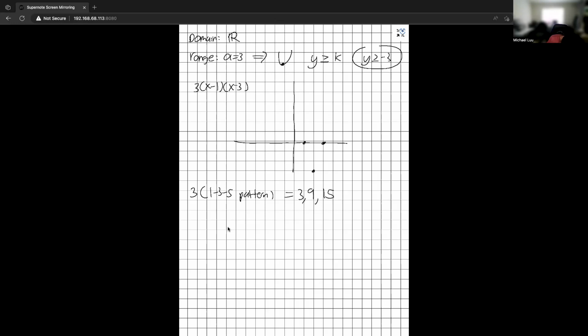3 times 3 is 9, and 3 times 5 is 15. So I move it over 1 and up 3. Then I have to do it by 9, so move it over 1 here: 1, 2, 3, 4, 5, 6, 7, 8, 9. I do the same thing here, but it's kind of going out of bounds. So I'm just going to try my best to graph it. And something like that.